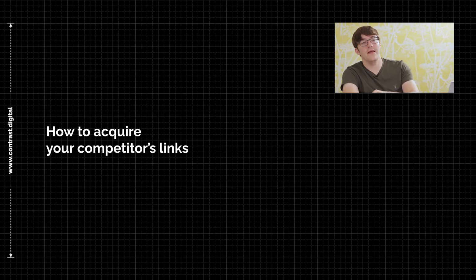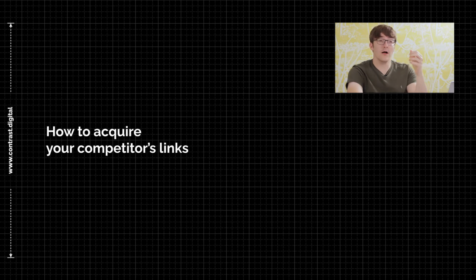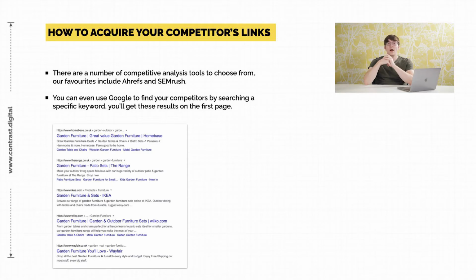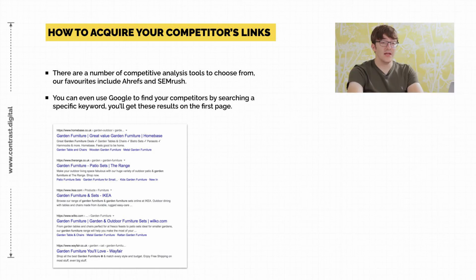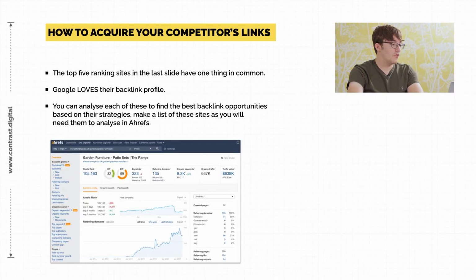Now that we've got the competitors, what are we going to do with that information to go about acquiring these links? Pretty much the way that I would approach this is we log into one of the tools like Ahrefs or SEMrush, and we paste in the site URL. As you can see in this screenshot, we've just pasted the URL in here to do with garden furniture.